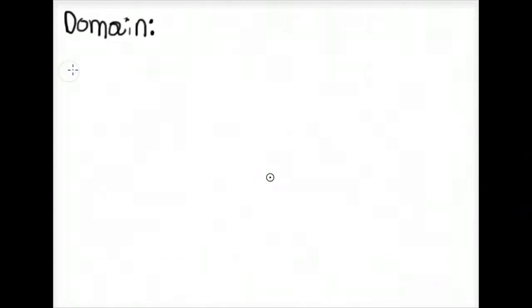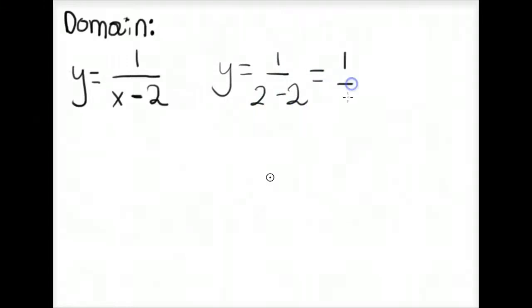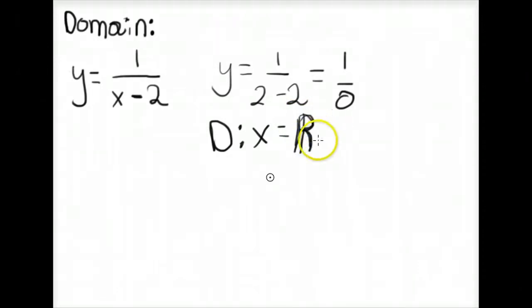So for example, if you have the function y equals 1 divided by x minus 2, then we can't just plug in any value of x, because if you plugged in positive 2 for x, we would get y equals 1 over 2 minus 2, which equals 1 over 0, which is undefined. So for that reason, we say that the domain is x can be all real numbers. That's the two lines with the R, the symbol for reals, but x cannot equal positive 2.